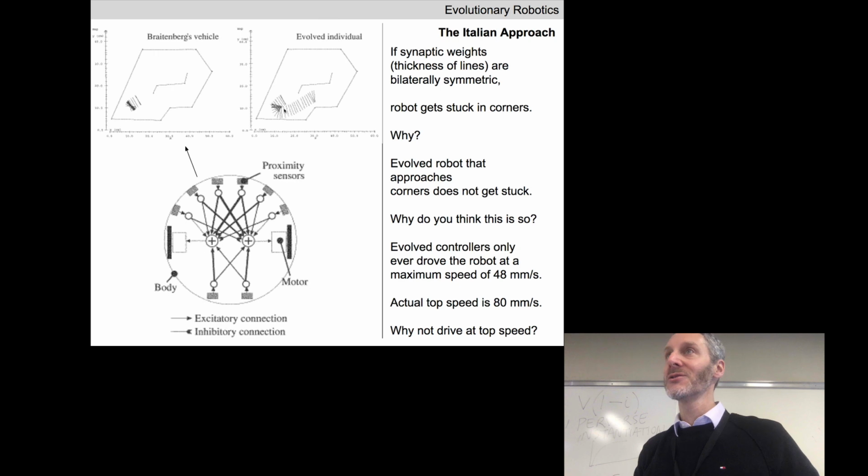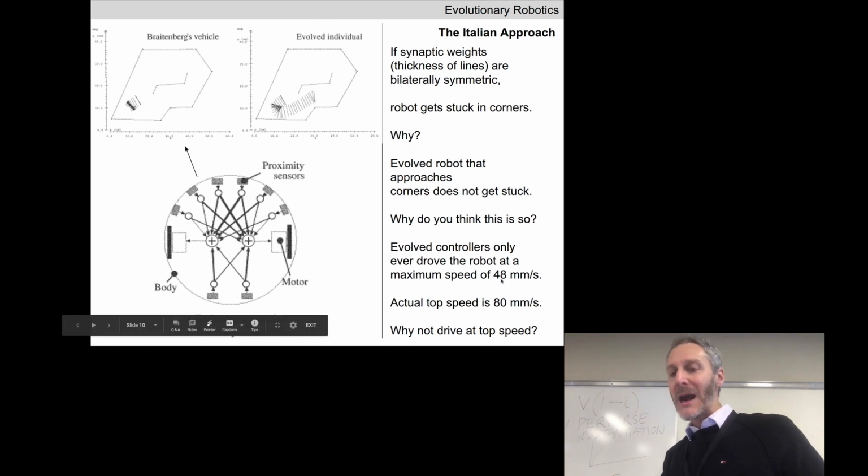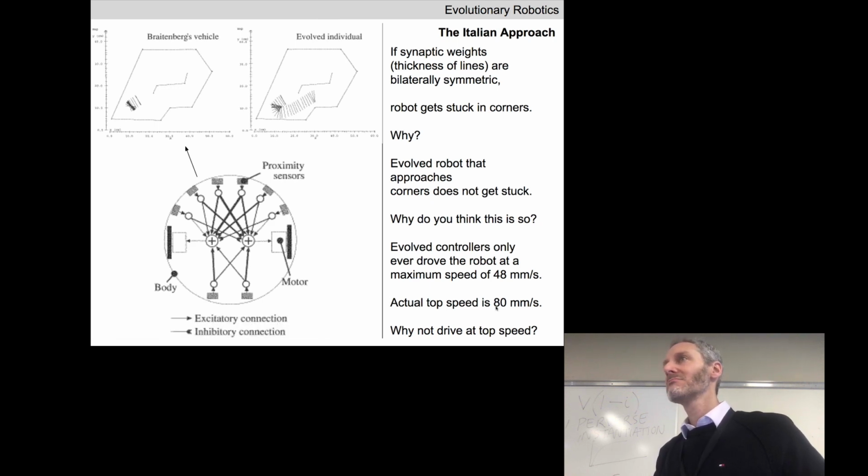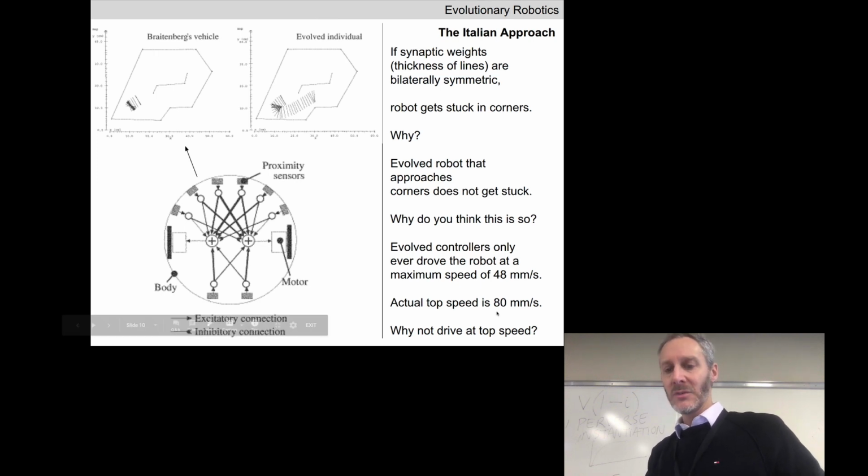It will always turn left or always turn right. Okay, another interesting thing they noticed is that this evolved controller drove the robot at a maximum speed of 48 millimeters per second. But if you set both wheels to go at their maximum speed, the robot could travel at 80 millimeters per second. Why didn't evolution produce something that raced around the track at, again, it's not an optimizer, but much closer to 80 millimeters per second?